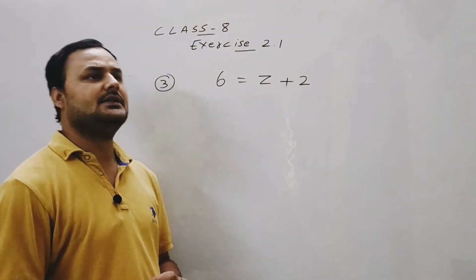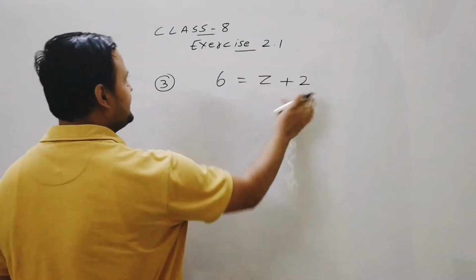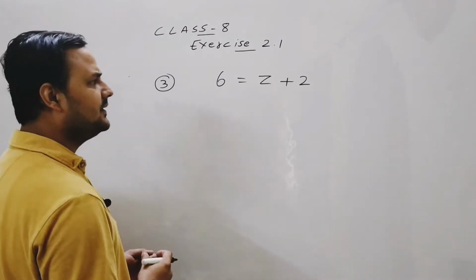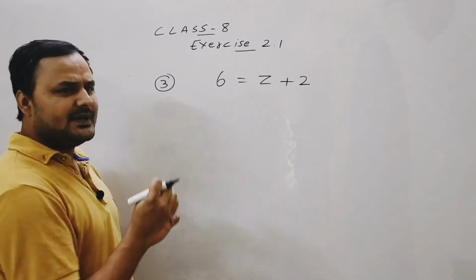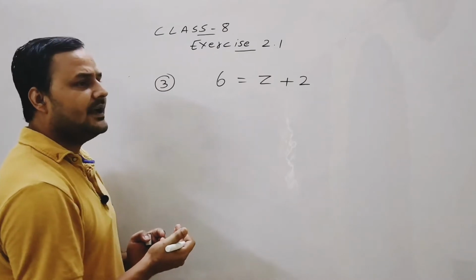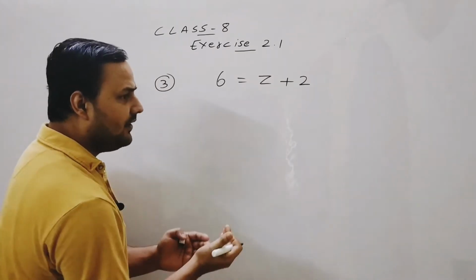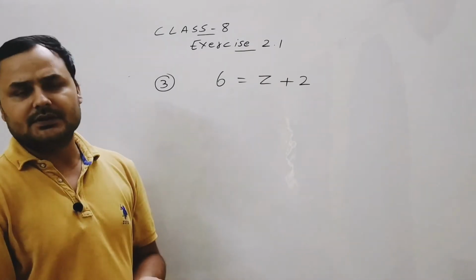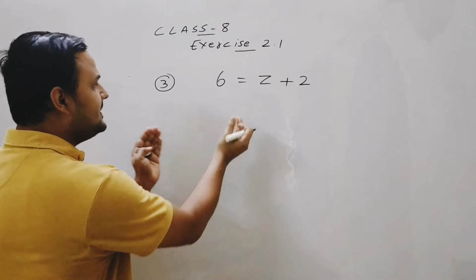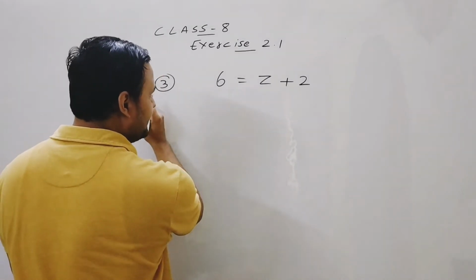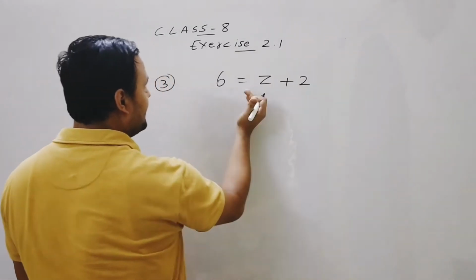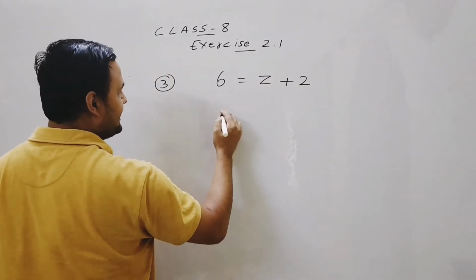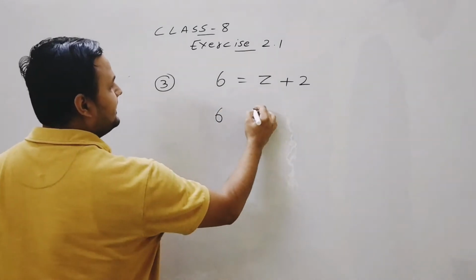Now, question number 3. 6 equal z plus 2. Now, z is on the right hand side, so it's okay. You can keep it on the right hand side. What we do basically, if I am taking the variables on the left hand side, then all the variables will come on the left hand side and all the constants will go on the right hand side. It means variable on the left, constant on the right, or constant on the left then the variable on the right.